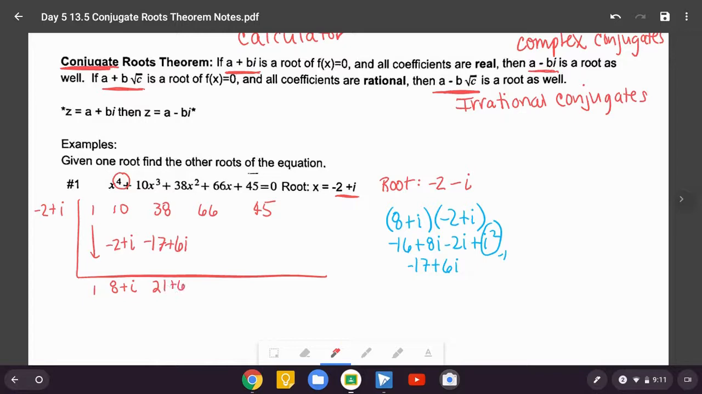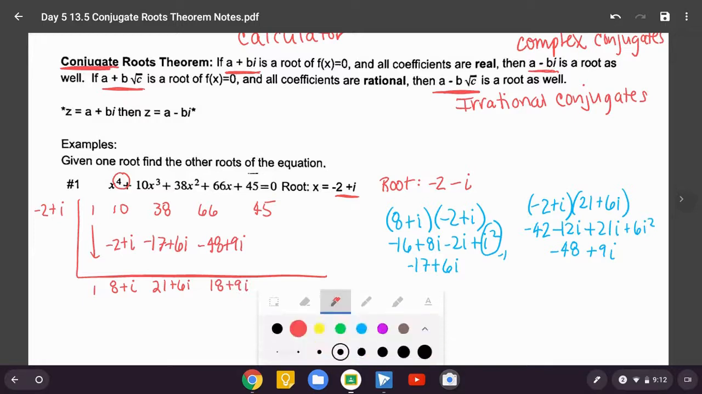All right, now I'm going to repeat this process. So I'm going to do -2 plus i times the quantity 21 plus 6i. And we're going to multiply again. You get -42 minus 12i plus 21i plus 6i squared. So I combine my i's, I get 9i, and -42 minus 6 gives me -48. So I'm going to put that in here: -48 plus 9i. I add that to the 66, and I get 18 plus 9i.